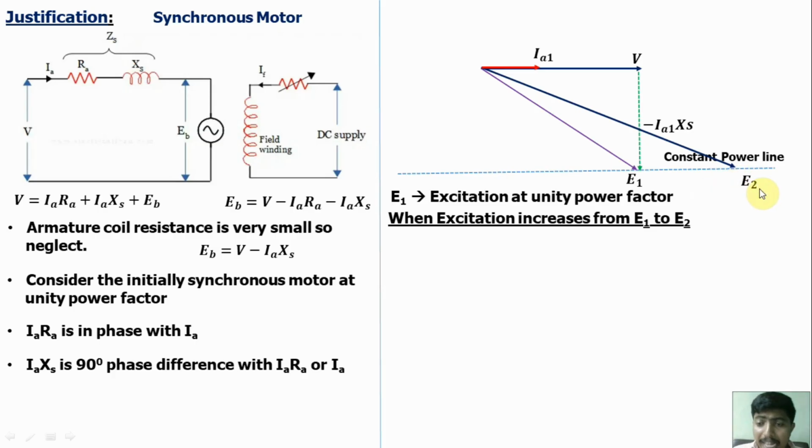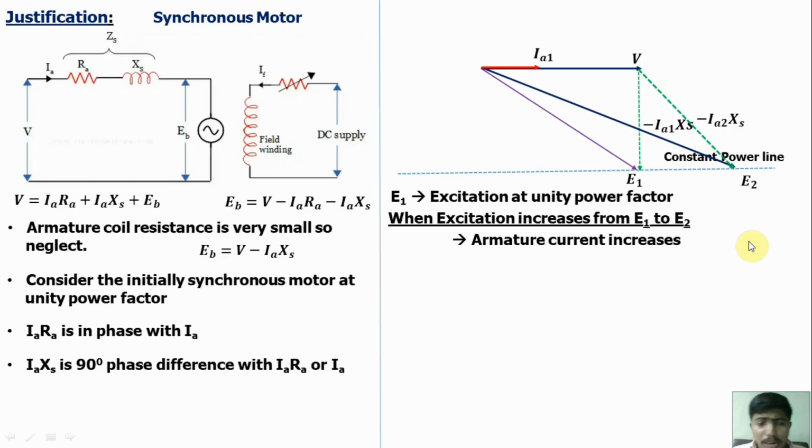Now what is the value of Ia2Xs? This is Ia2Xs. Compare Ia1 and Ia2. For this diagram, compare this. The length of Ia1Xs is smaller than Ia2Xs. It means that the armature current value increases.